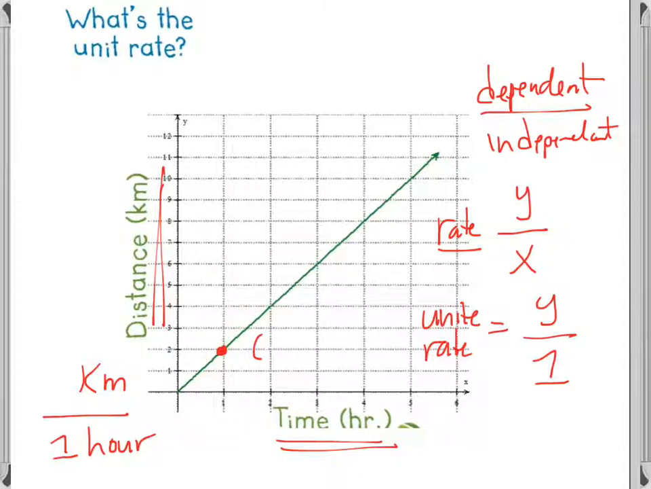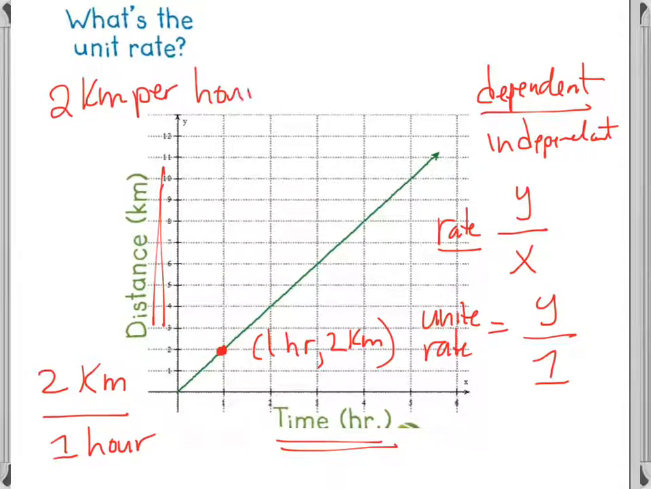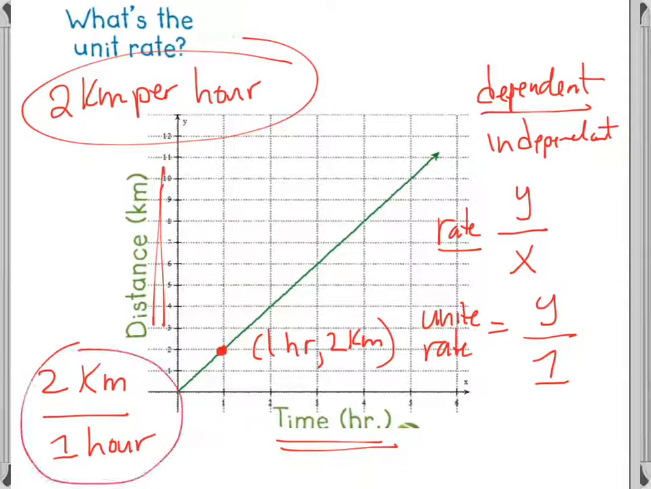So here, this is 1 hour versus 2 kilometers here. Okay, so we sort of have our answer here. So it's 2 kilometers per 1 hour. I can also write that as 2 kilometers per hour. And that is our unit rate. Or you can write it in terms of a fraction like this.